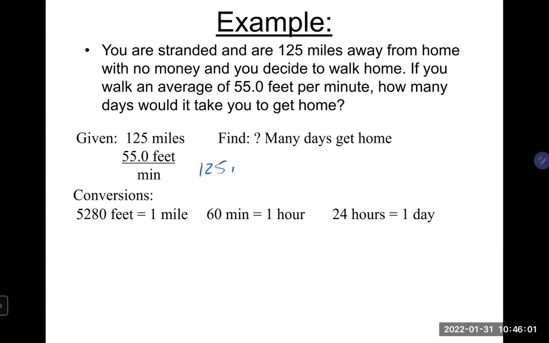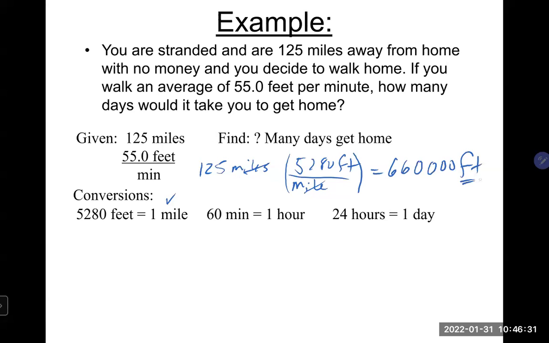So I'm going to go with 125 miles. Miles are on top, so using this equality here, we're going to go opposite and put miles on the bottom and 5,280 feet up on top. There, the miles will cancel. 660,000, I think. We end up with 660,000 feet, which is good because that is the unit that we see here in our rate.